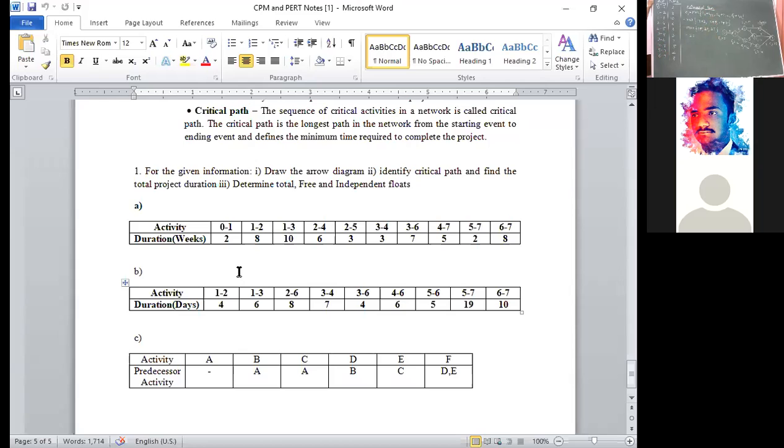Then we need to calculate the backward pass. Shall I rub this?